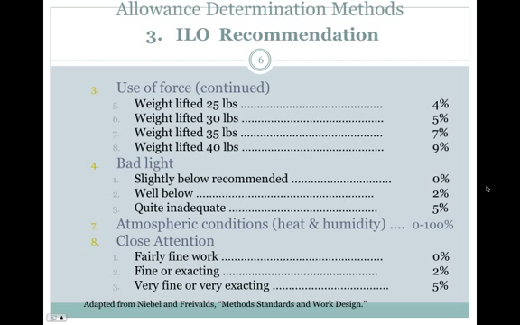So kind of what ILO has done is they come up with a standard for allowances based off the task at hand. And then you have even things such as environmental allowances for things such as bad light, or if it's hot or humidity, you get 0 to 100% depending on how hot it is out, if it's really humid. So there's where a little bit of subjectiveness comes into play.